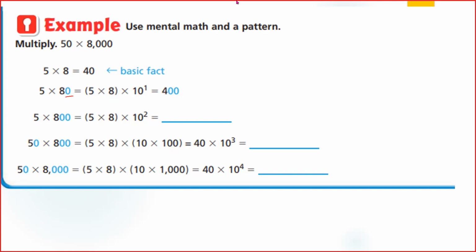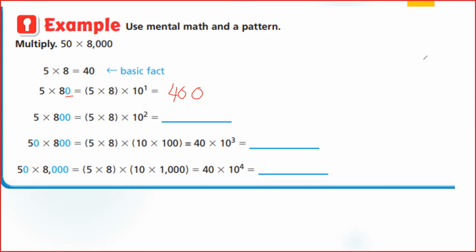Focus with me here now. I will clear this one in order to answer it. Now, here we have 1 zero. I will write 1 zero. Then I will multiply 5 times 80. 5 times 8 is 40. So the answer is 400.